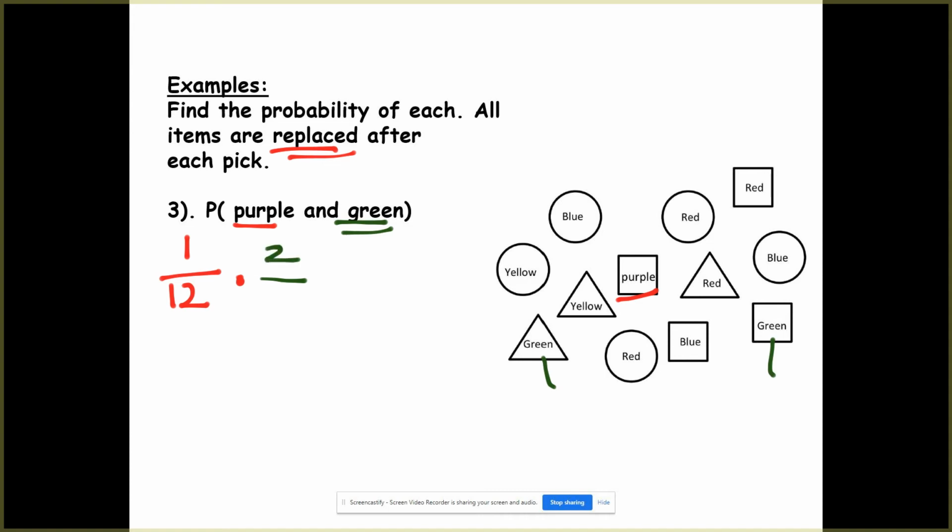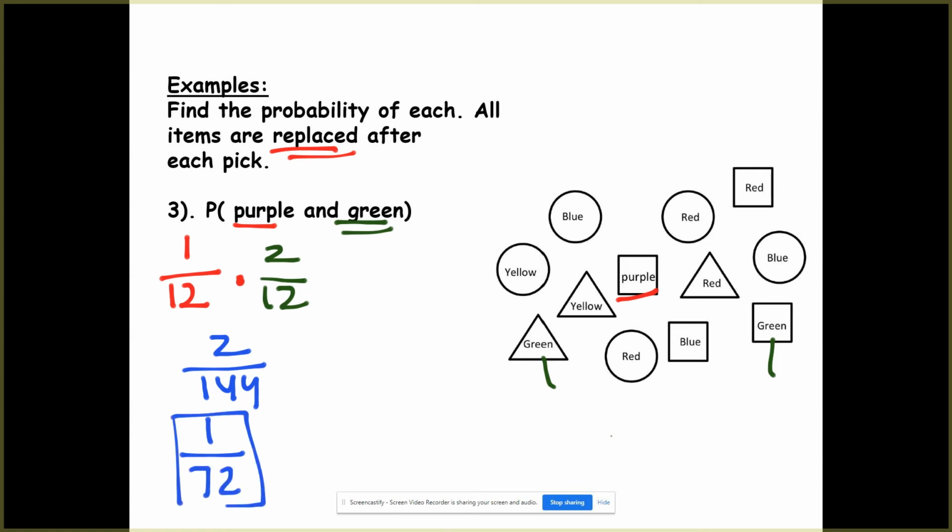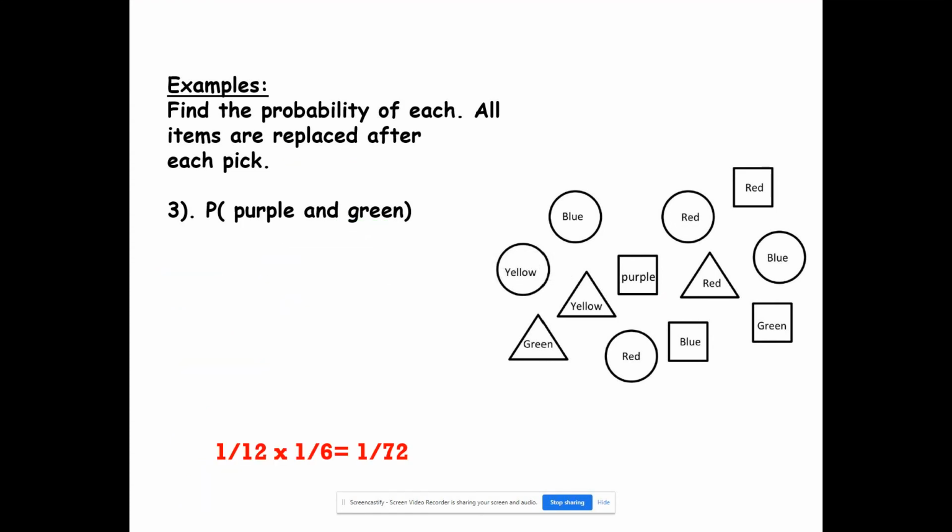Just two green, out of two desired outcomes of green, out of how many? 12. And yes, you can simplify it, but I'm just going to go ahead and do it this way because there are different ways to do it. 1 times 2 is 2. 12 times 12 is 144. And then you can simplify that to 1/72. Okay? So the probability of getting a purple and a green is going to be 1/72. Let me check my answer. Boom. Got it right.